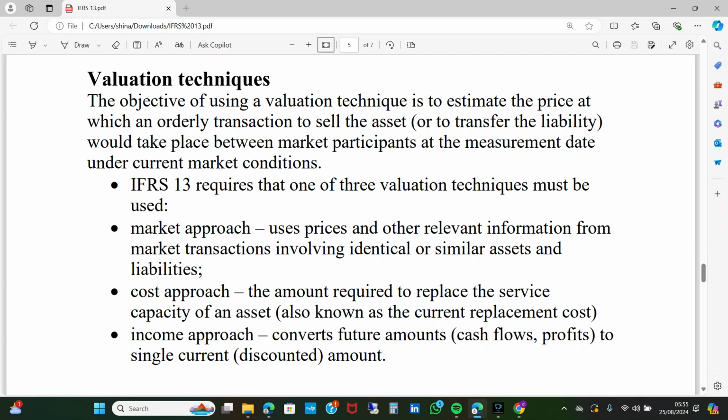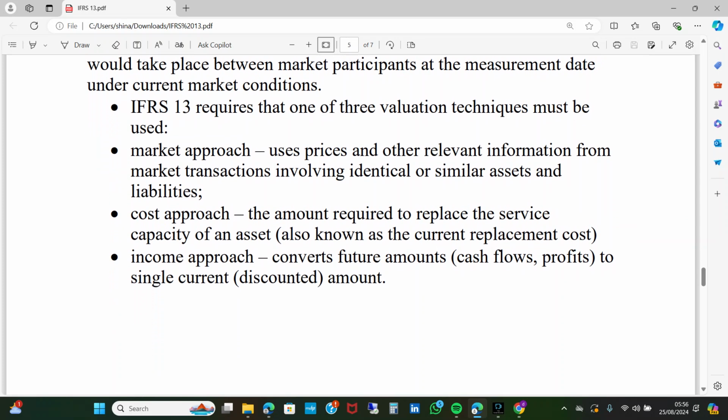It says the objective of using a valuation technique is to estimate the price at which an orderly transaction to sell the asset or transfer the liability will take place between market participants at the measurement date under current market conditions. So in case you don't have a market and you still want to determine fair value, we use what we call our valuation techniques. Now IFRS 13 requires that one of three valuation techniques be used.